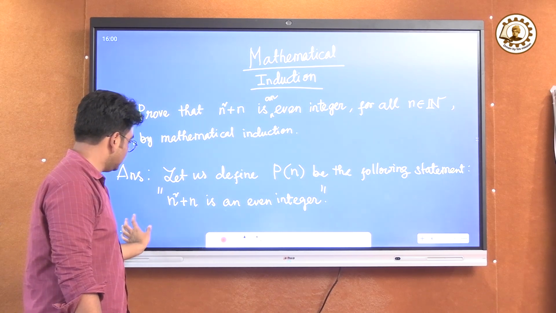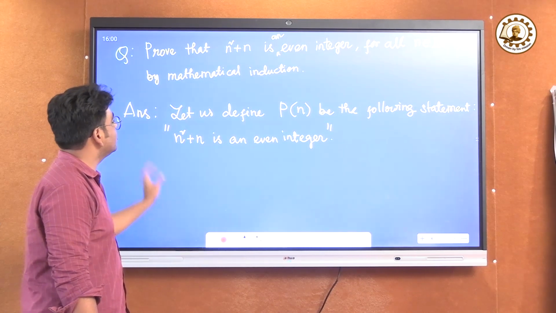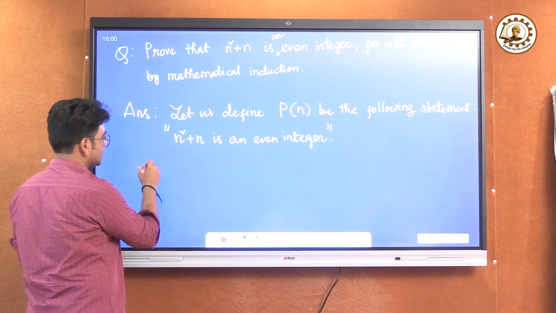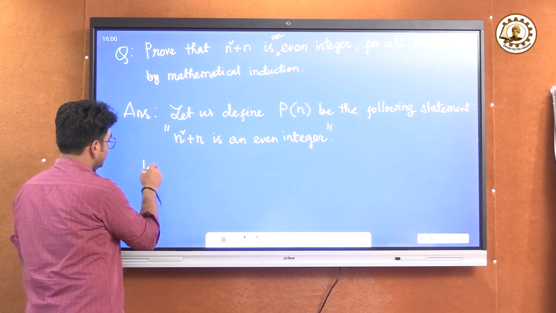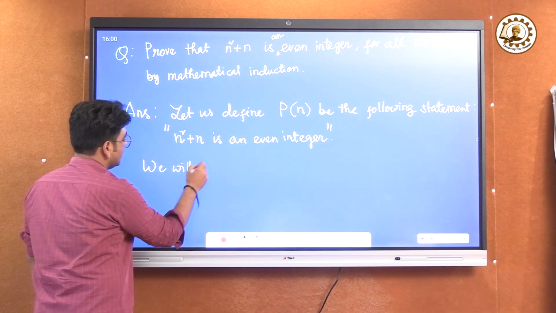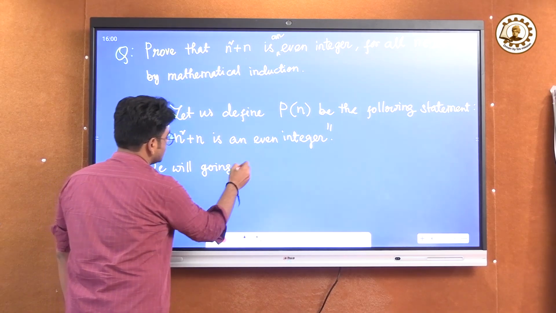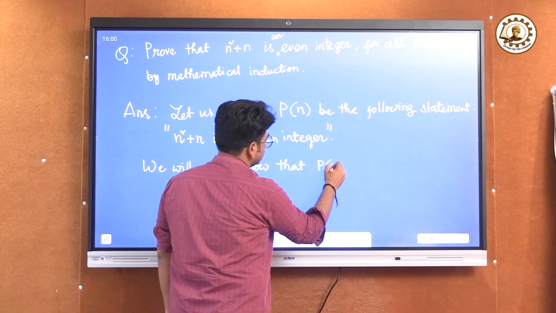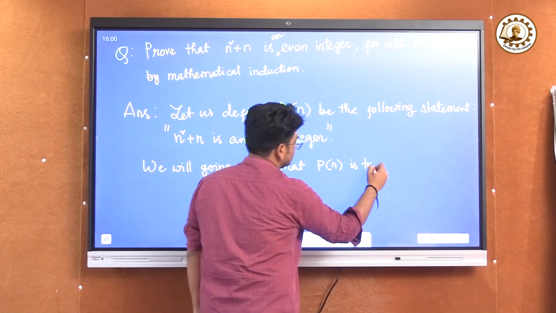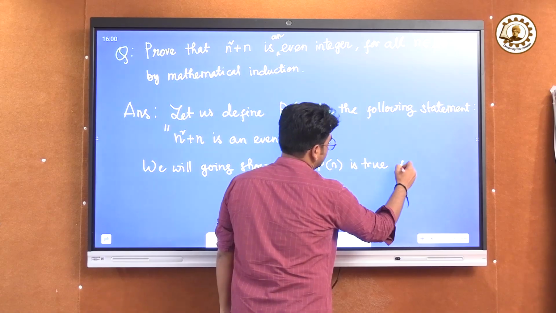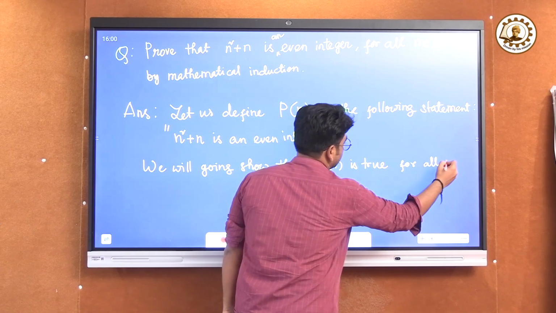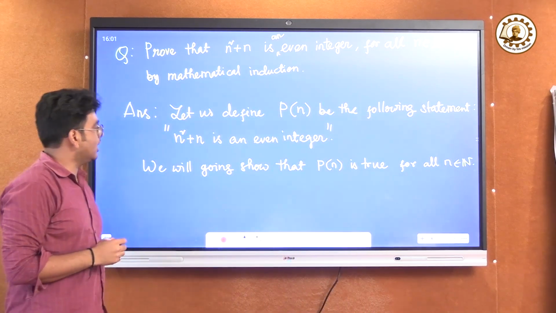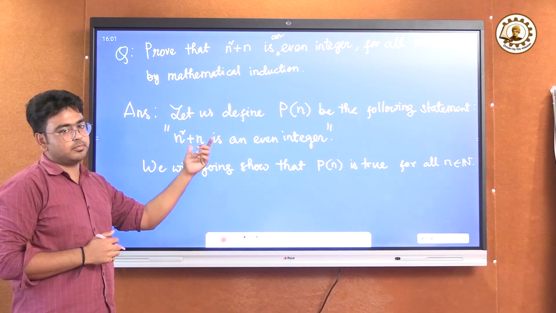Okay. So next we are going to prove that this statement is true for all n belonging to the natural numbers. We are going to show that P(n) is true for all n belonging to the natural numbers. Okay. Now comes the mathematical induction.